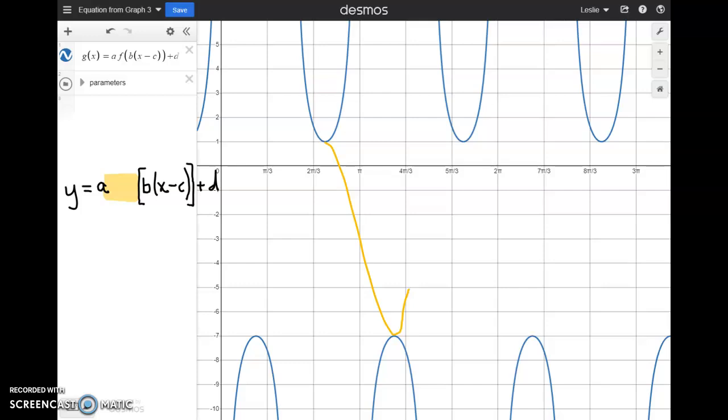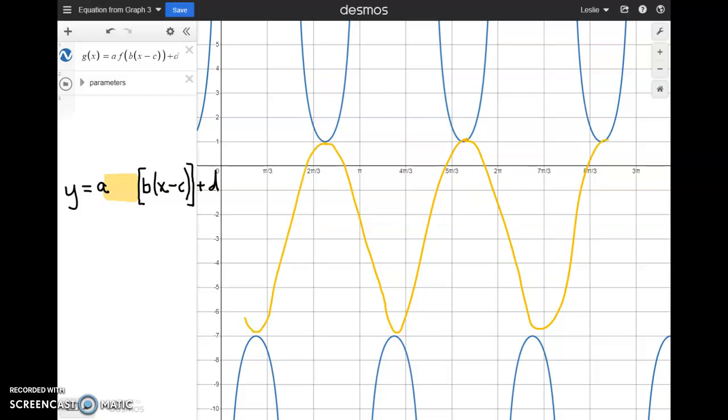Now, this is not an easy thing to do, so bear with me. Yeah, that's really not a very good graph. It's coming from somewhere over here as well.